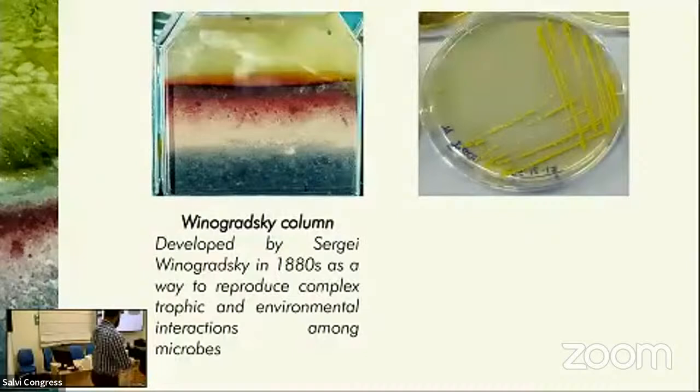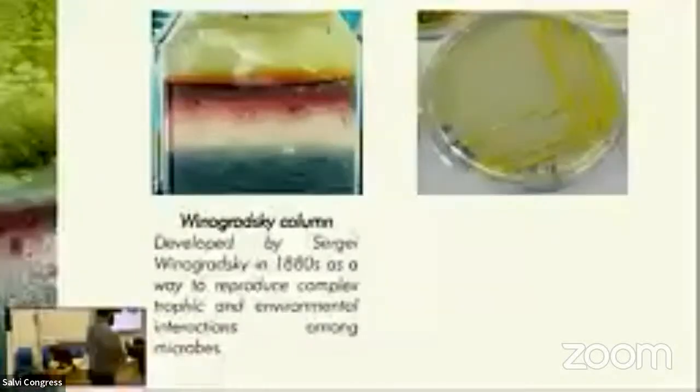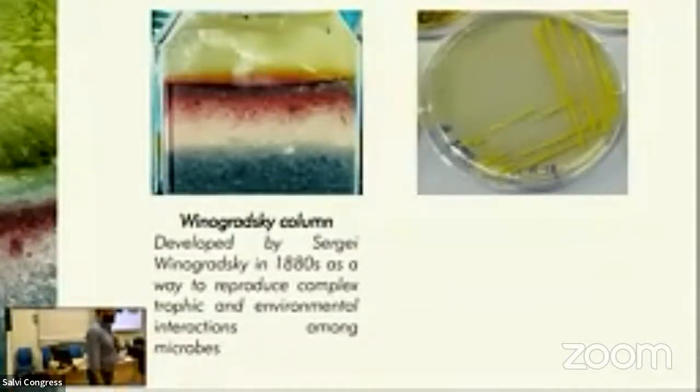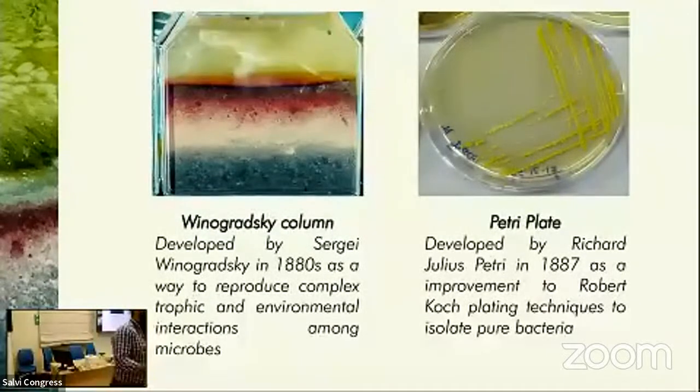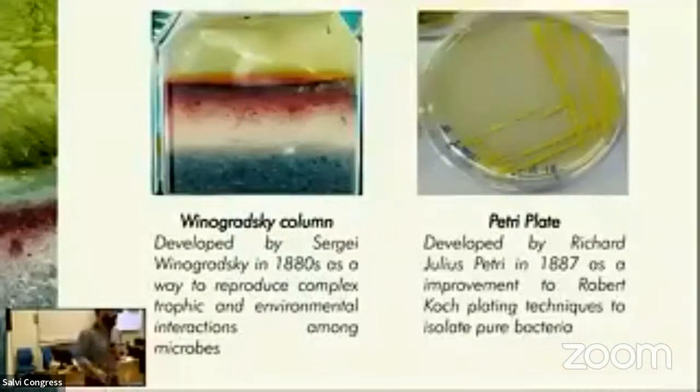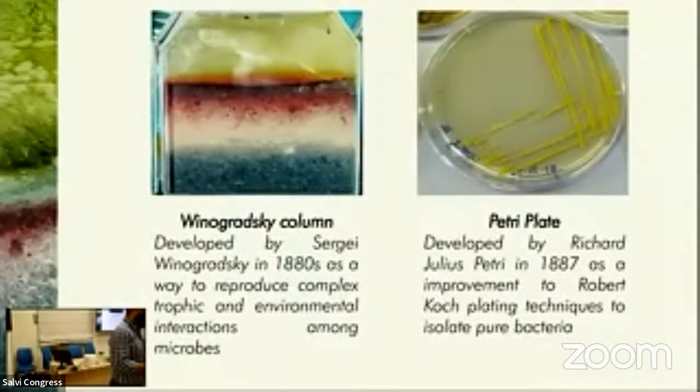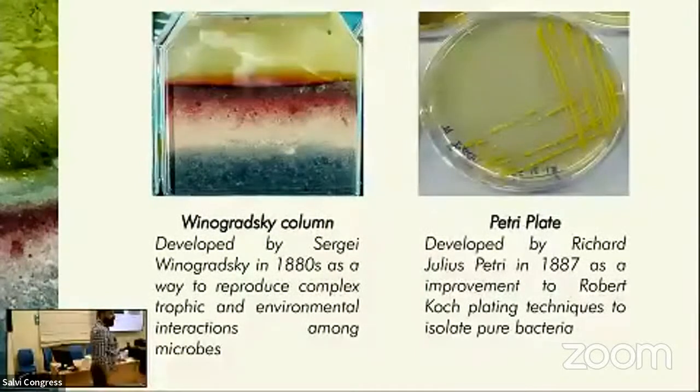So Winogradsky developed a way to reproduce complex trophic and environmental interactions. Petri developed a way to isolate single bacteria. Now, because medical problems were bigger than environmental problems at the end of the 1800s and 1900s, we moved toward single isolation for a very long time. That's what the golden standard in microbiology is.